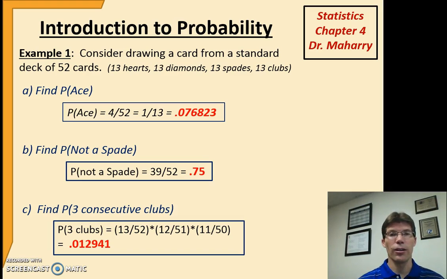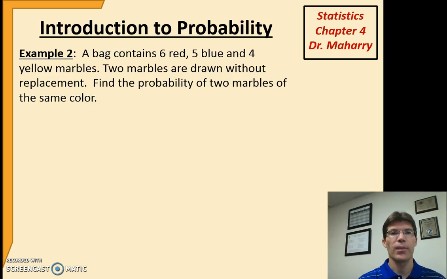So the probability the next one is a club would be 12 in 51. Again, the third card, if I've already drawn 2 clubs, there's only 11 clubs left out of 50 cards. So I multiply those probabilities and get about 1.29%. So pretty unlikely to draw 3 consecutive clubs.